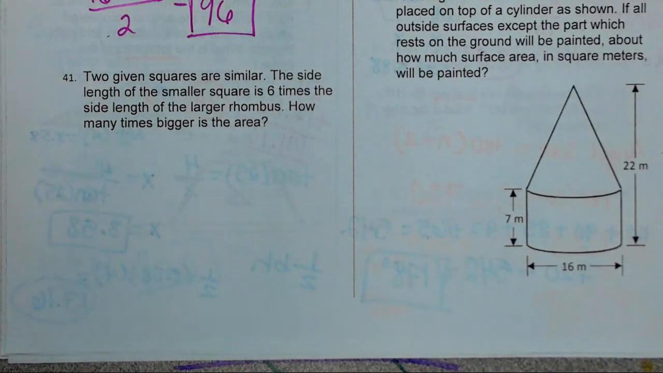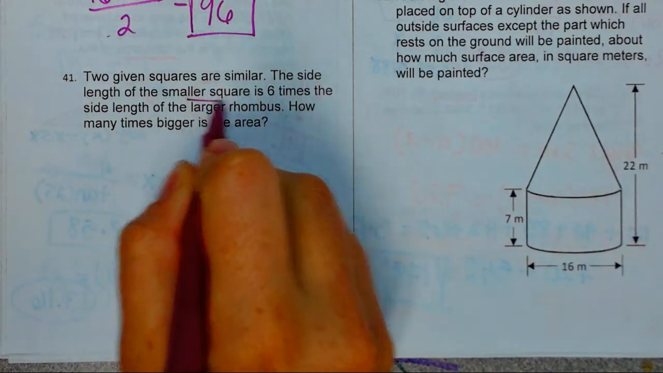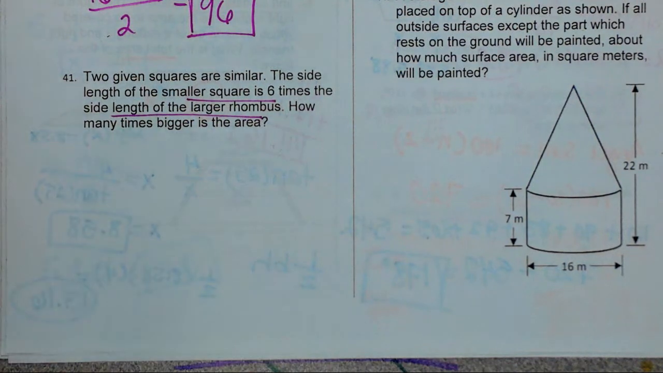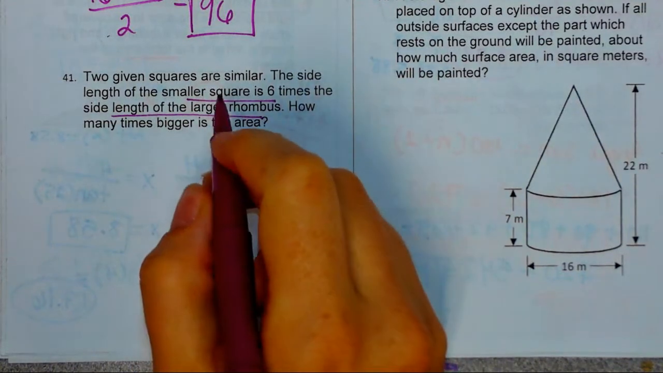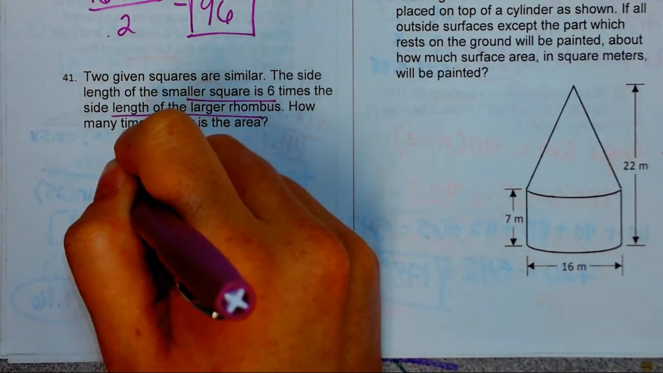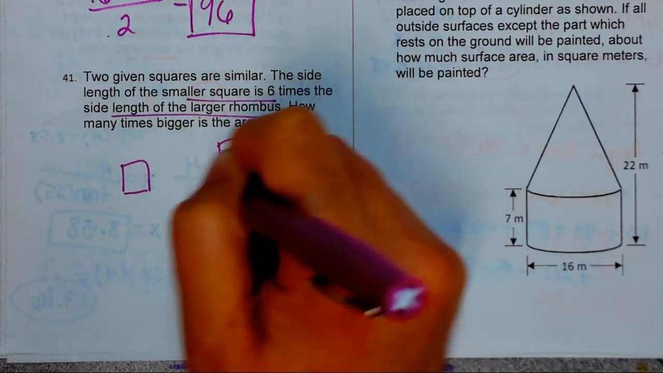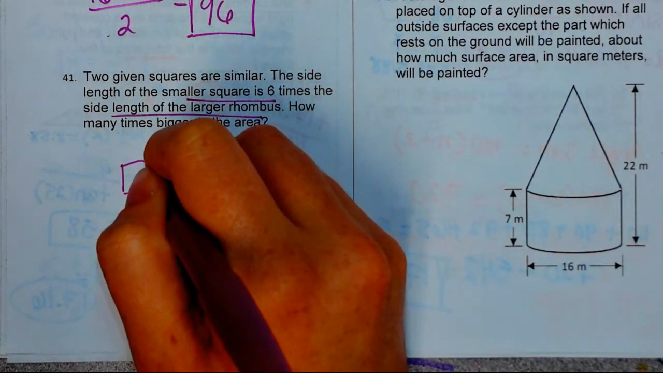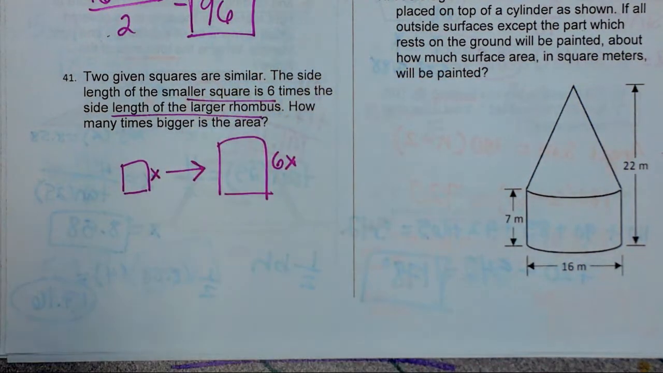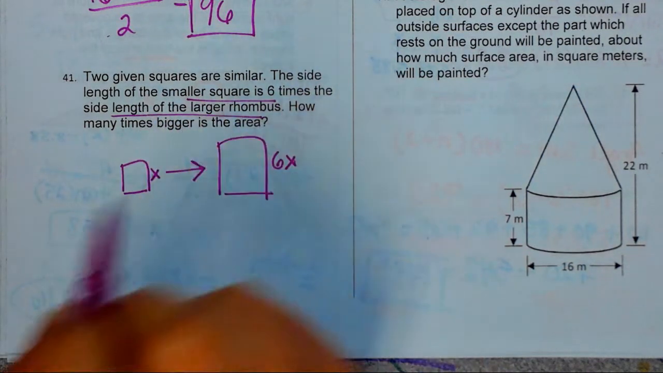Okay, two given squares are similar. The side length of a smaller square is 6 times the side length of the larger rhombus. How many times bigger is the area? Wait a minute. So, okay, two squares are similar. This is x, this is 6x. Side length. Okay.